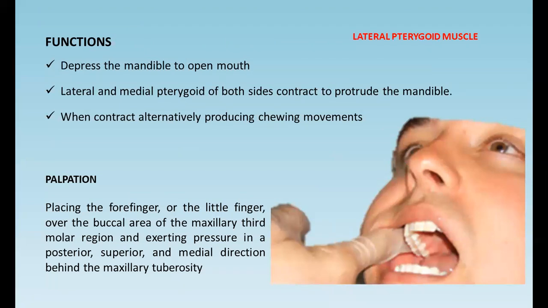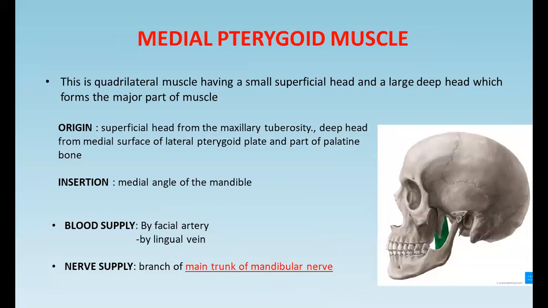The function is that it depresses the mandible to open the mouth. Lateral and medial pterygoid of both sides contract to protrude the mandible, and when they contract alternately, it produces the chewing movements. Palpation is done by placing the forefinger or little finger over the buccal area of the maxillary third molar region and exerting pressure in the posterior, superior, and medial direction behind the maxillary tuberosity.